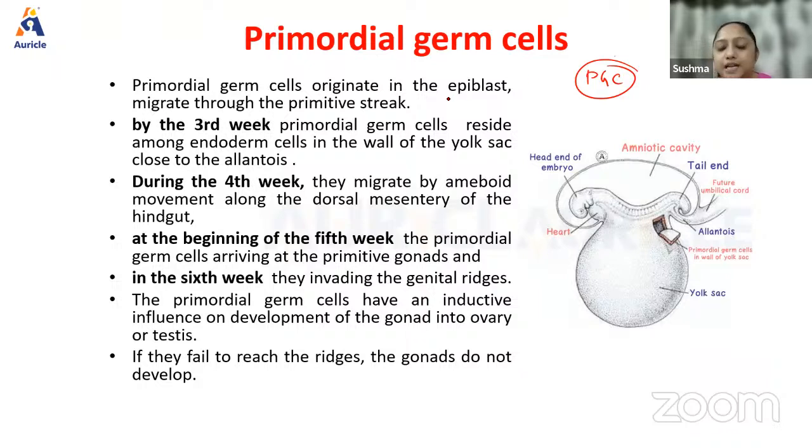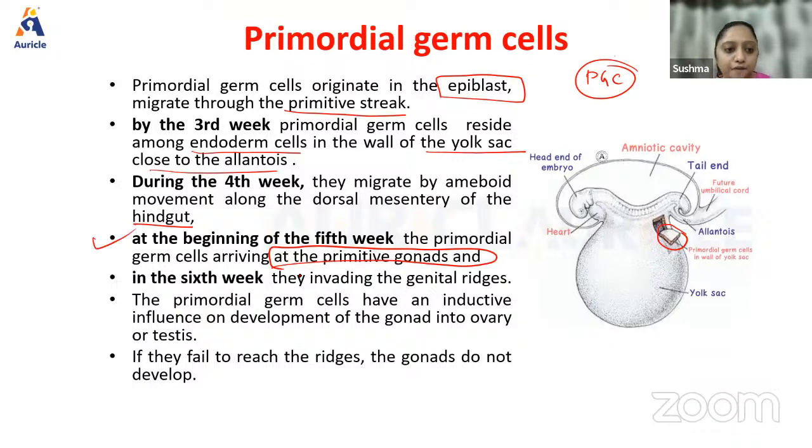PGCs originate in the epiblast and migrate through the primitive streak. By the 3rd week, primordial germ cells reside among the endodermal cells in the wall of the yolk sac close to the allantois. This is the wall of the yolk sac, and this is where the PGCs are existing. Then during the 4th week, they migrate by amoeboid movement along the dorsal mesentery of the hindgut. In the beginning of the 5th week, the PGCs arrive at the primitive gonads. So when are they arriving at the primitive gonads?